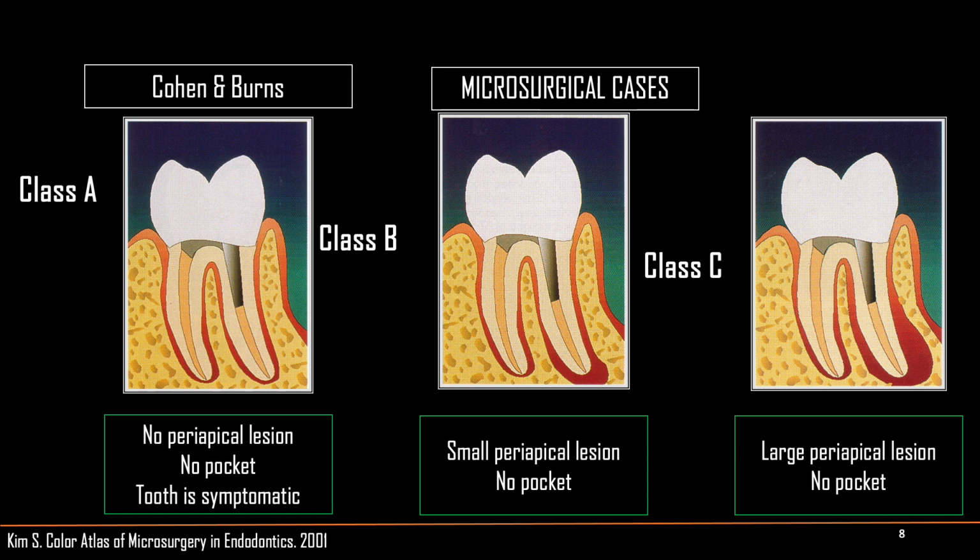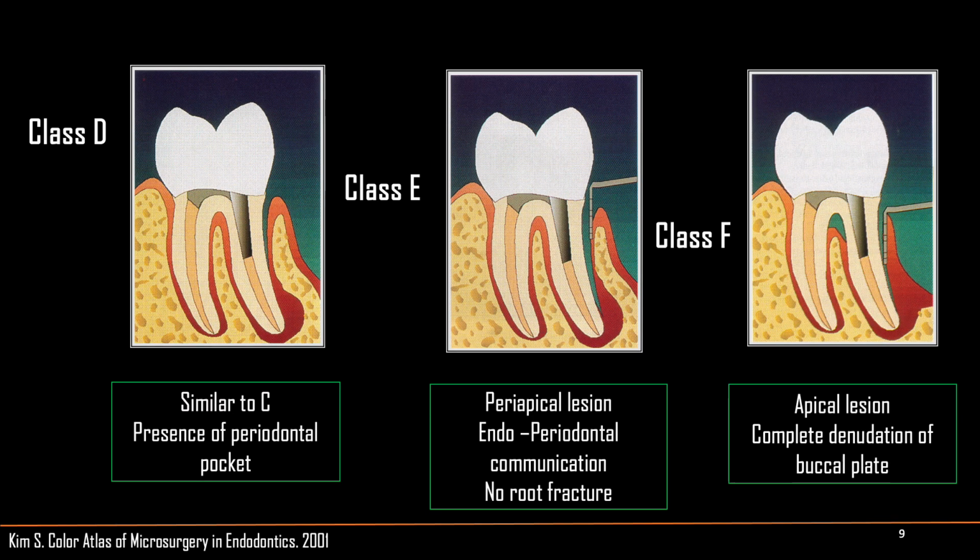Now this is a classification for case selection for endosurgery. It was given by Cohen and Burns. According to this classification, class A is a condition wherein there is no periapical lesion, no pocket and the tooth is symptomatic. In class B, there is a small periapical lesion and no pocket, and in class C there is a large periapical lesion with no pocket. So these are cases for microsurgical procedures.